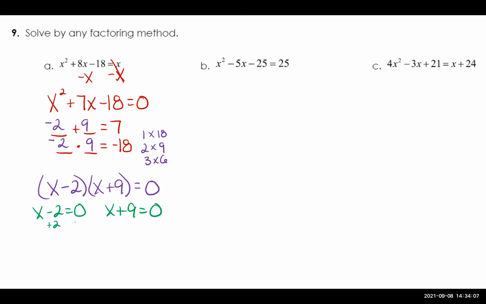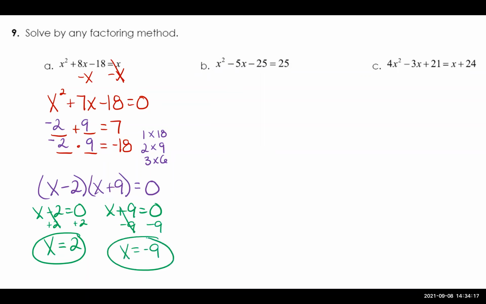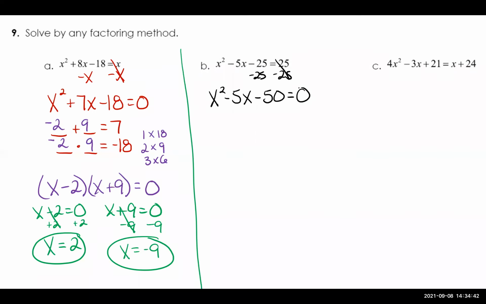Solve for x. So I'll add 2 to both sides, get x equals a positive 2. Subtract 9 from both sides and get x equals a negative 9. There we go. Part B, I would start the same way by setting it equal to 0. Subtract 25 from both sides. We have x squared minus 5x, negative 25 minus 25. So that'd be like I owe you $25 and I owe you 25 more dollars. I now owe you $50. And now it's equal to 0.